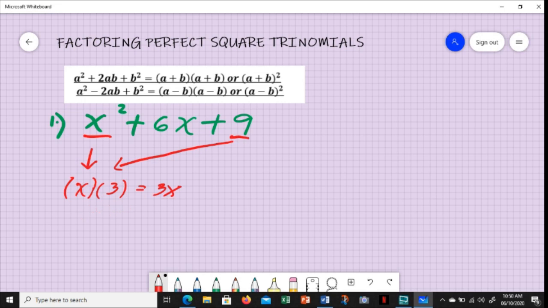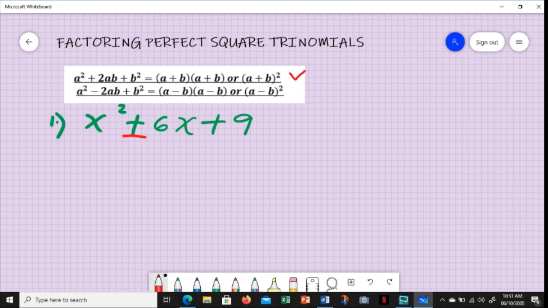Now, let's factor the given. And the first thing that you need to do is to identify which pattern are we going to use. So that depends on the given. As you can see, the given is x squared plus 6x plus 9. So you just need to look at the middle term. If the middle term is positive, meaning to say you will be using the first pattern, this one.